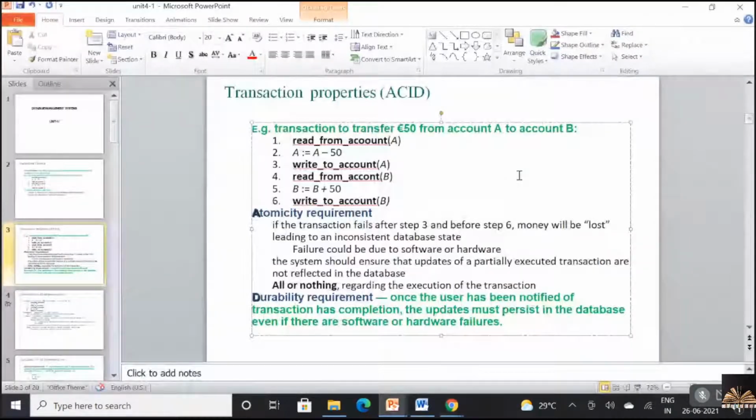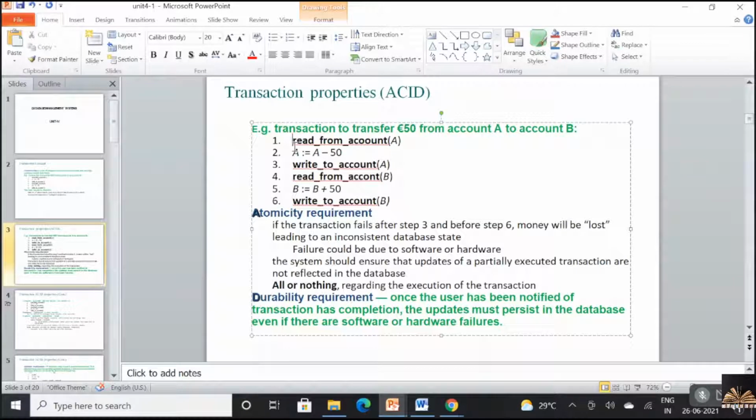Now see, what are the different kinds of ACID properties? Already in the previous class, I have told you: atomicity, consistency, isolation, and durability. This is what ACID stands for with respect to your transaction. And I'm working with a banking example.